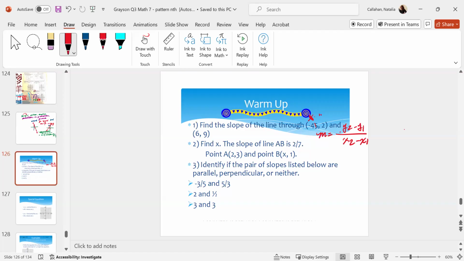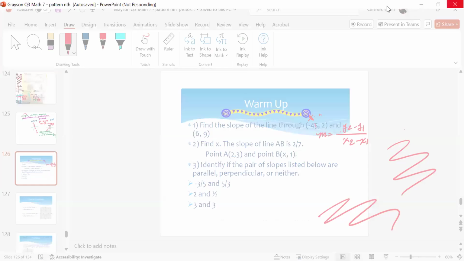I don't know what's wrong with my pen. This is really ticking me off. That's not working. Awesome.